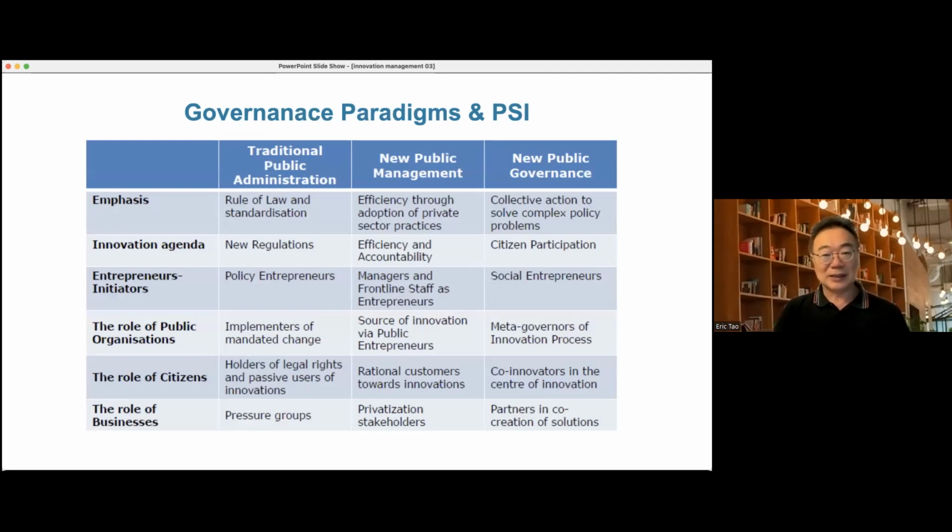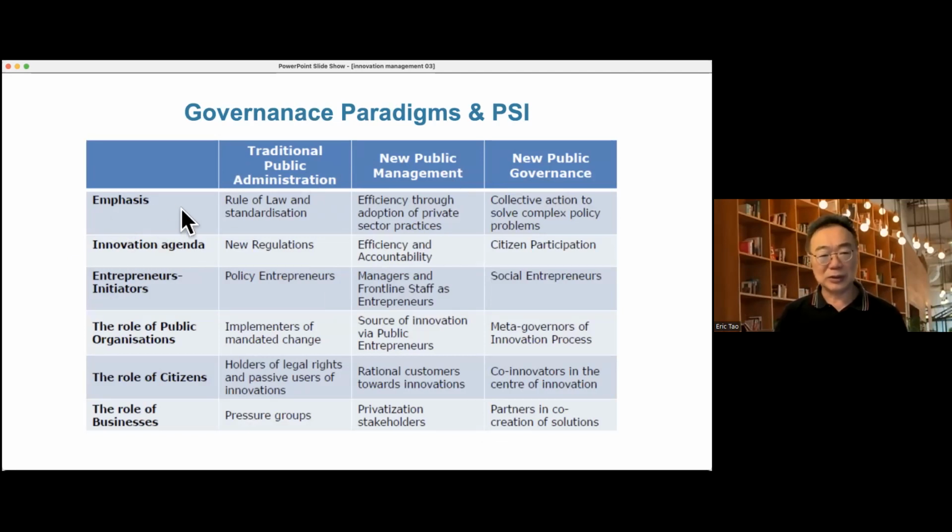Just take a look at the current government paradigm. These are the kind of growing trend from the left to the right. When we start from traditional public administration to new, then this is really new public governance. That means not only you manage, but you allow the public to be part of the decision process. So let's look at some examples.